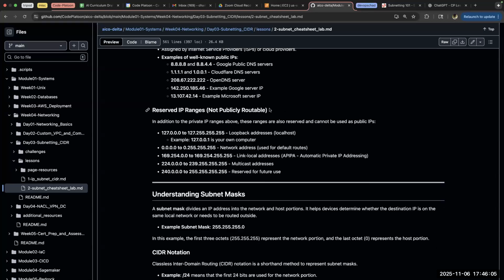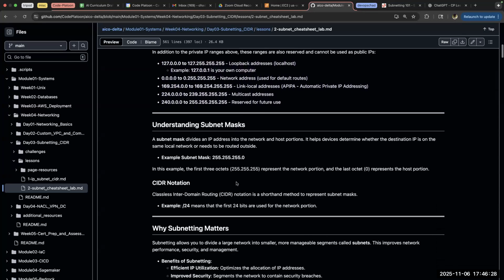Reserved IP ranges are not publicly routable. This one is on your local machine, so that's your address, called the loopback address. Then you've got some things that are reserved. We use multicast at work, but these are all special ranges. This would be more advanced stuff.